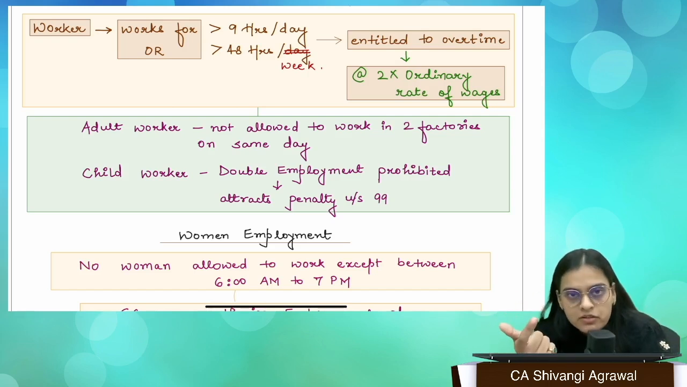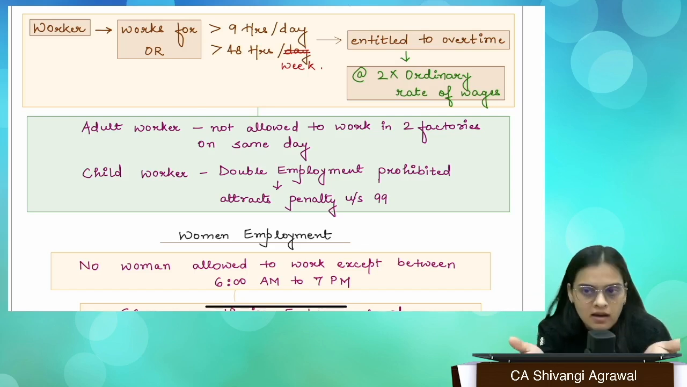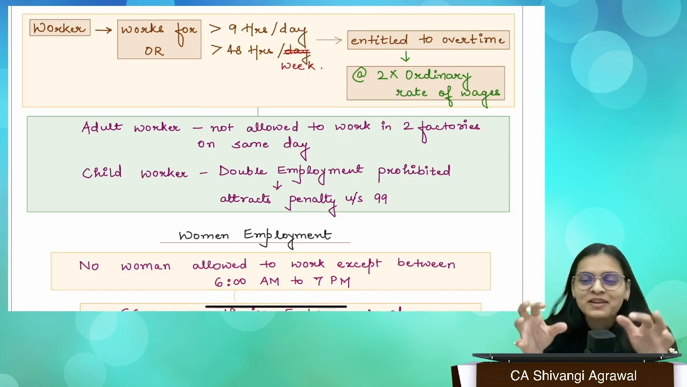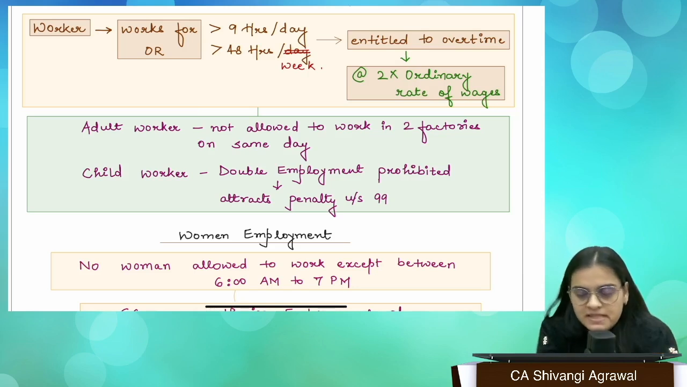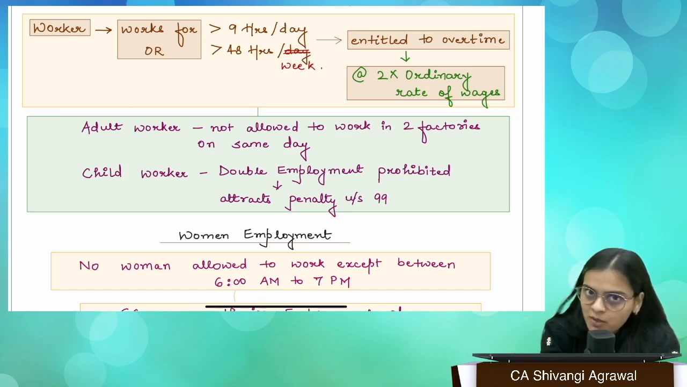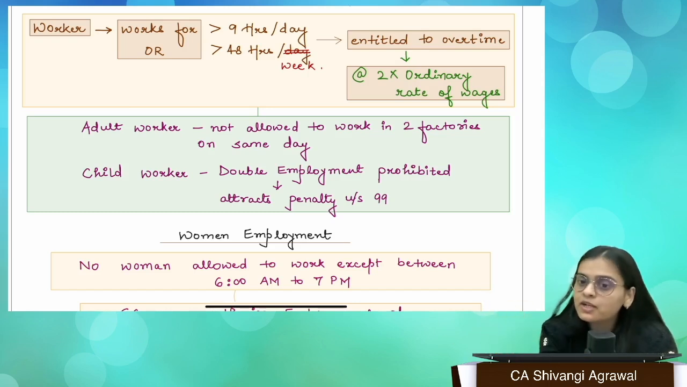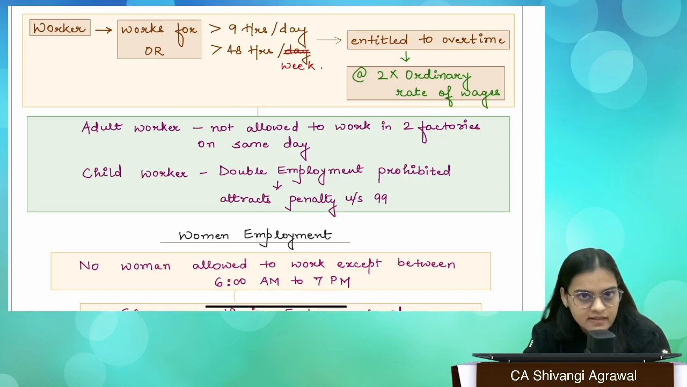What is the overtime rate of wages? Supposedly he gets 600 per hour. That's too much actually, so let's say 100 rupees per hour. That is his basic wage. So for the first 9 hours he'll be getting 100 per hour, but for the next 3 hours he'll be getting 200 per hour. So he will be entitled to overtime wages at twice the rate.